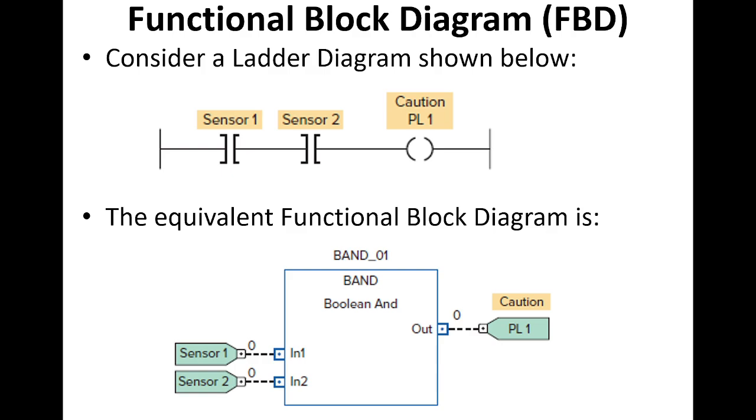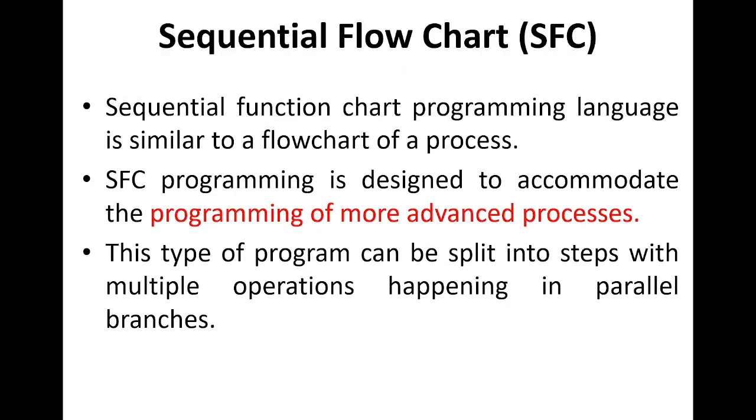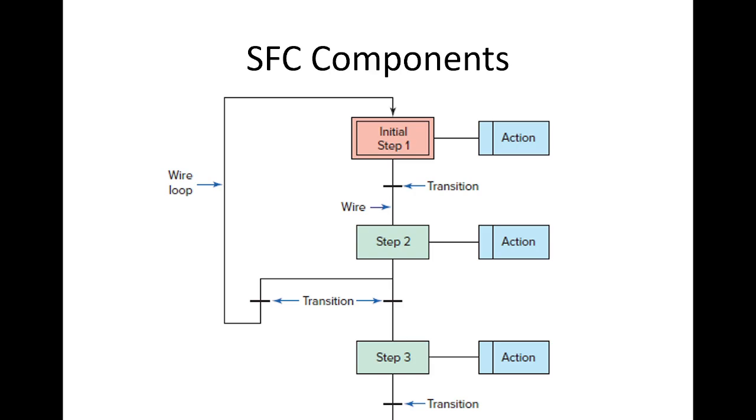When we see the function block diagram of the ladder diagram, here sensor 1 and sensor 2 are there, and you can see the equivalent function block diagram. When we come to the sequential function chart, the programming language is similar to a flow chart of a particular process. SFC programming is designed to accommodate the programming of more advanced processes. This type of program can be split into 2 steps, with multiple operations happening in parallel branches. Here you can see SFC components, that is initial step 1 and initial step 2.